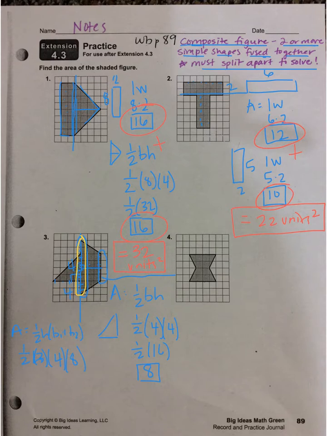Here I'm going to add, that should be a plus. I'm going to add the 4 plus 8 to get 12. Replace the 3, bring it all down in the 1/2. Well then, 3 times 12 is 36, and half of 36 is 18. Add the 8 that we had before plus the 18 that we have now, that would equal 26 units squared.